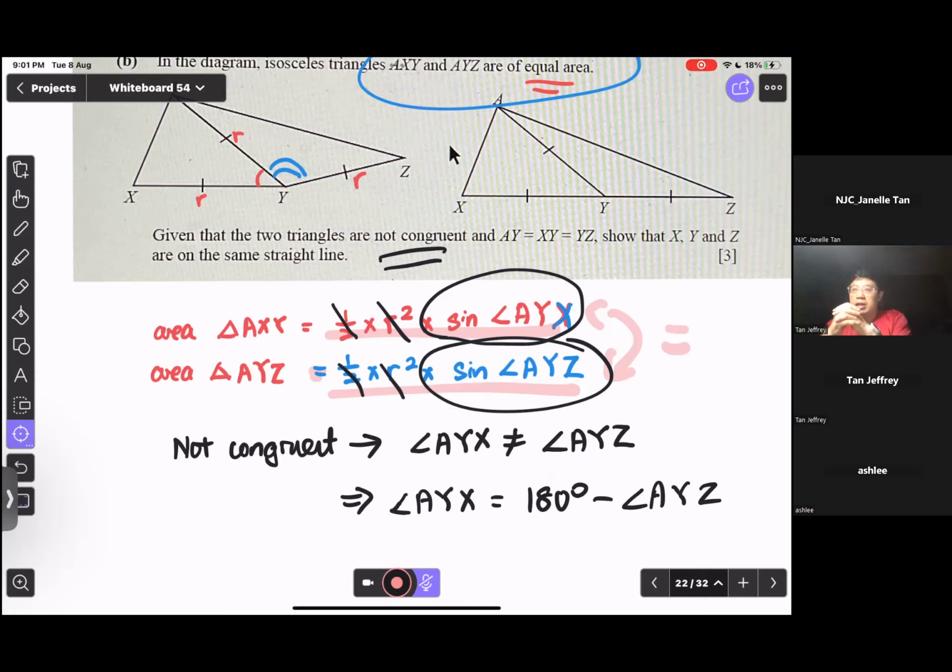Actually, Janelle, any question? Wait, Mr. Tan, for the tangent from an exterior point, what does that mean? Tangent from exterior points like that.